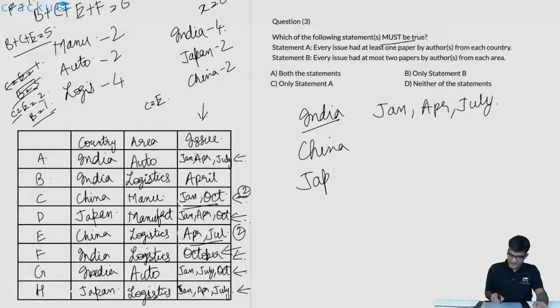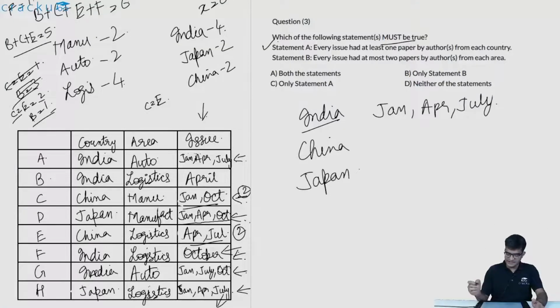Then if you are looking at Japan, we have January, April and October. We need to figure out somebody from July. And July, this person is there. H has a paper from July. So statement A is true. For each one of the 3 countries, India, China and Japan, we have identified at least 1 paper published by one author from the country in each of the 4 issues.